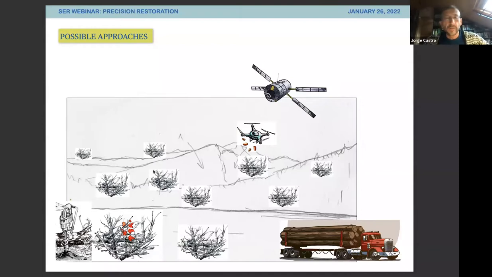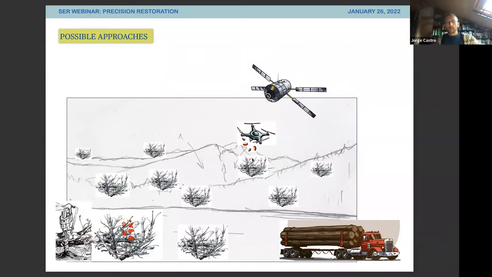Actually, there are more and more papers saying the benefits of having a pile of branches, because birds go there and disperse seeds, because there is nutrient decomposition, because there are better conditions at ground level, at soil level, etc. And then we could plant seedlings, or we could drop seeds from a drone, all right?